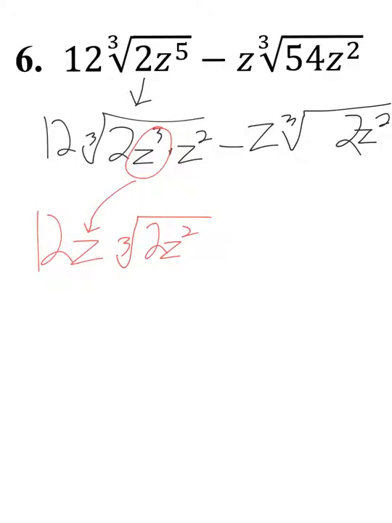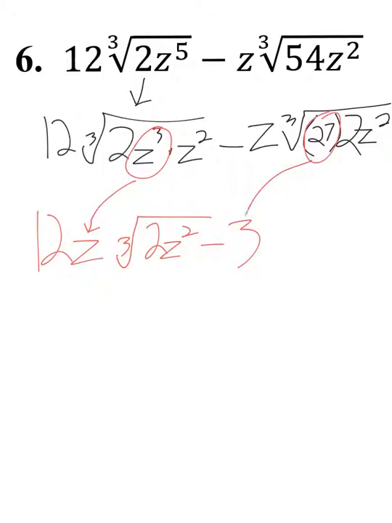Well, what times 2 is 54? That's 27, or what's 54 divided by 2? So if I say this is 27 times 2z squared, that's the same thing as 54z squared, and guess what? I can take the cube root of 27. That's going to make 3.